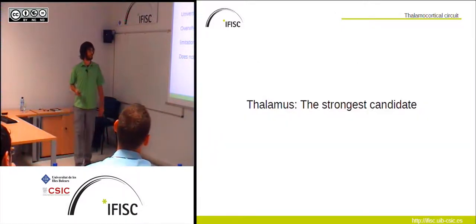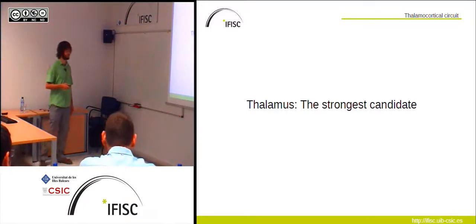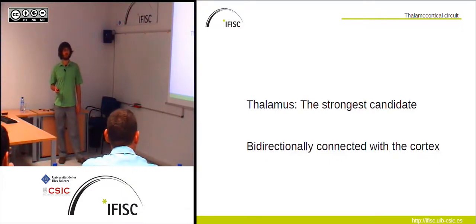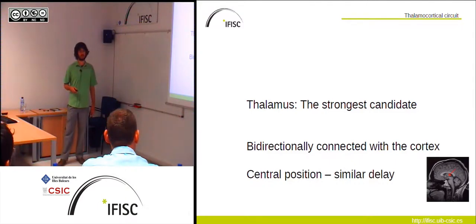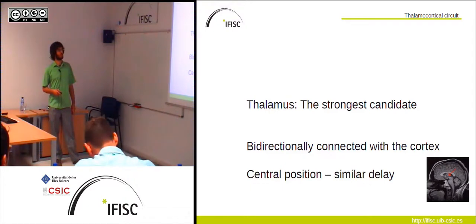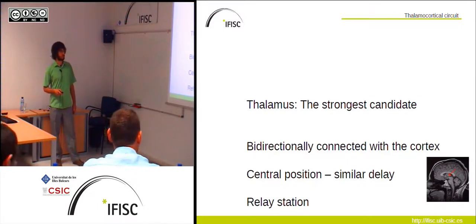We first consider the thalamocortical circuit, which is the strongest candidate to mediate the cortical synchronization. It is bidirectionally connected with the cortex. It occupies a central position in the brain, so the delays from the thalamus to almost any cortical area are very similar. And it is considered a relay station of the brain, of the cortex.